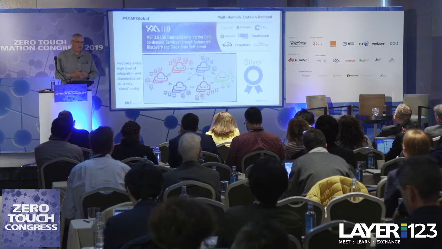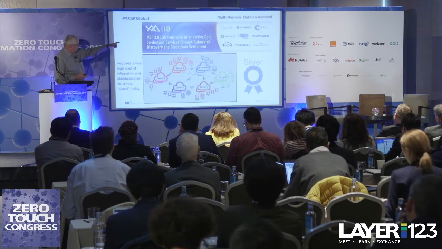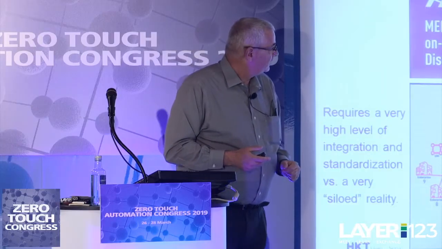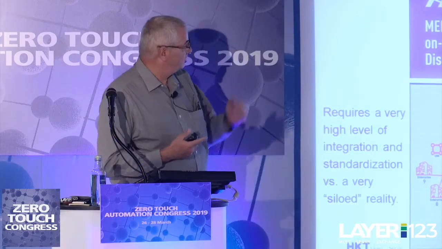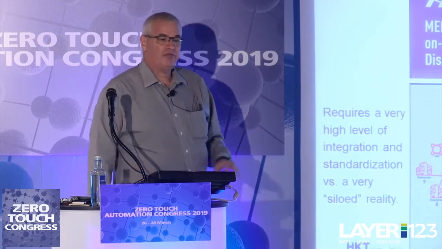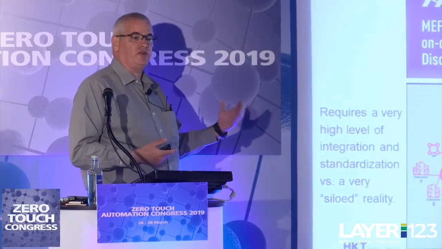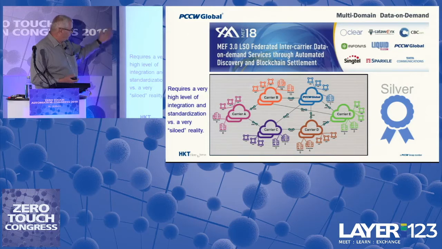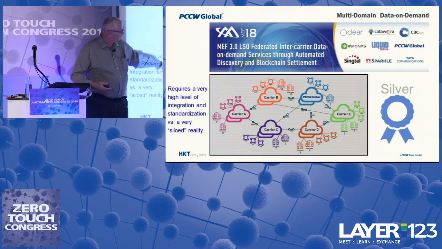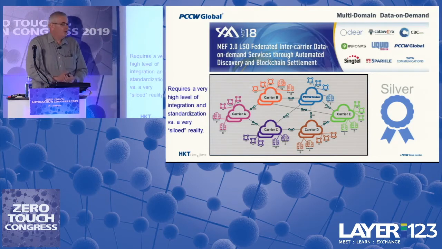What we did in MEF 18 last November in Los Angeles was we brought a group of, you can see, 7 different service providers and two vendors. And we actually built a simulated network of multiple carriers connected together. We tried to deliver services on demand from one point to another across this mesh. This actually won the Silver Award at the MEF 18 POCs.